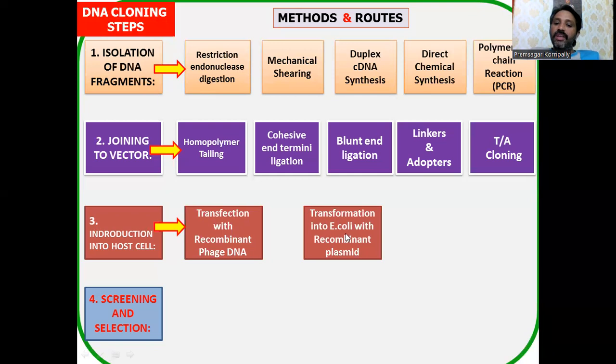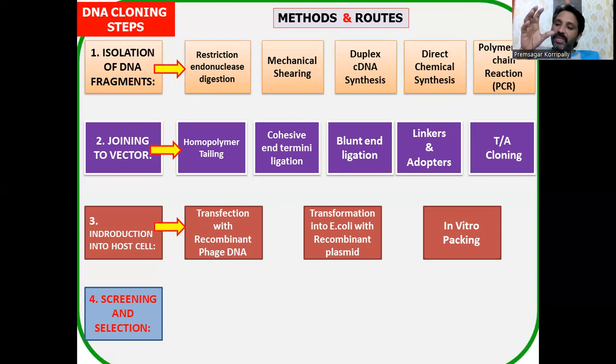Transformation into E. coli with the recombinant plasmid. And the third one is in vitro packing. Transfection means that when you take lambda phage vectors, for example, maybe replacement vectors or insertion vectors, you clone your gene of interest into the lambda phage vectors.